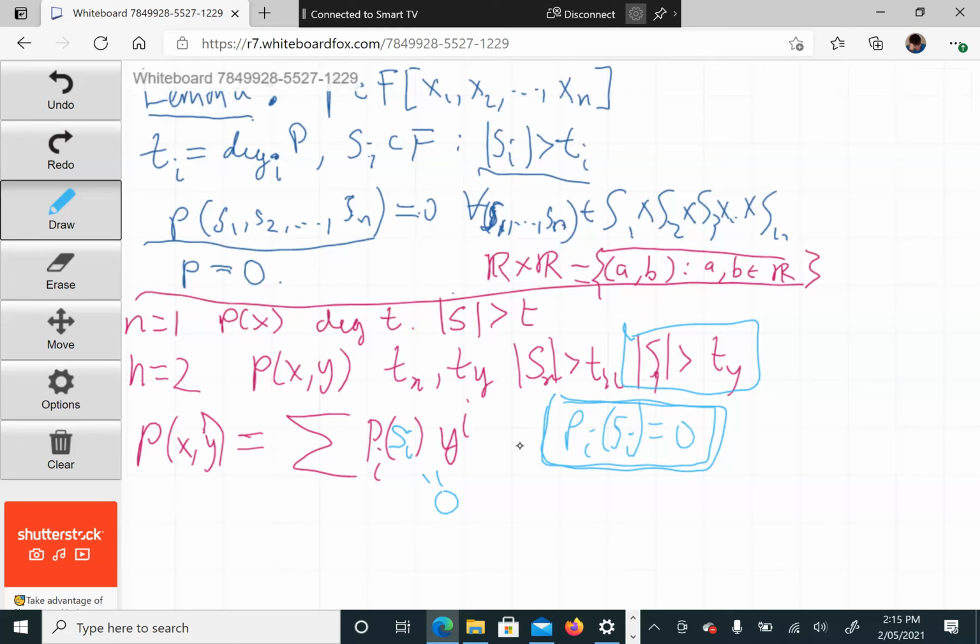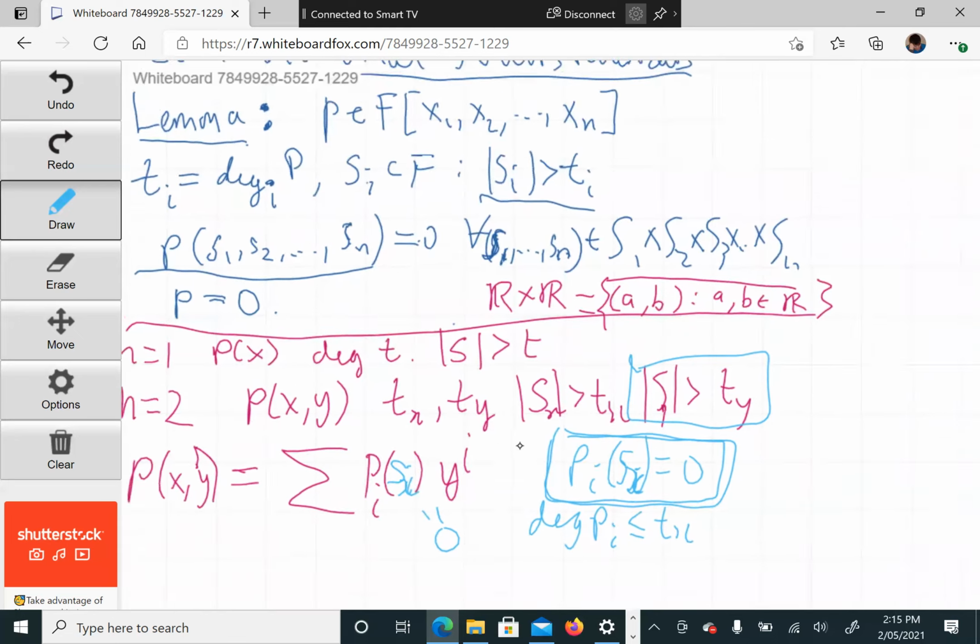The degree of pi is less than or equal to tx, because tx is the maximum degree of all the pi's in x. Wait, are we given those two, or is that what we're trying to prove? Yeah, we're given that. That's the thing on which this all rests. There's too many roots. And what does too many mean? More than the degree.